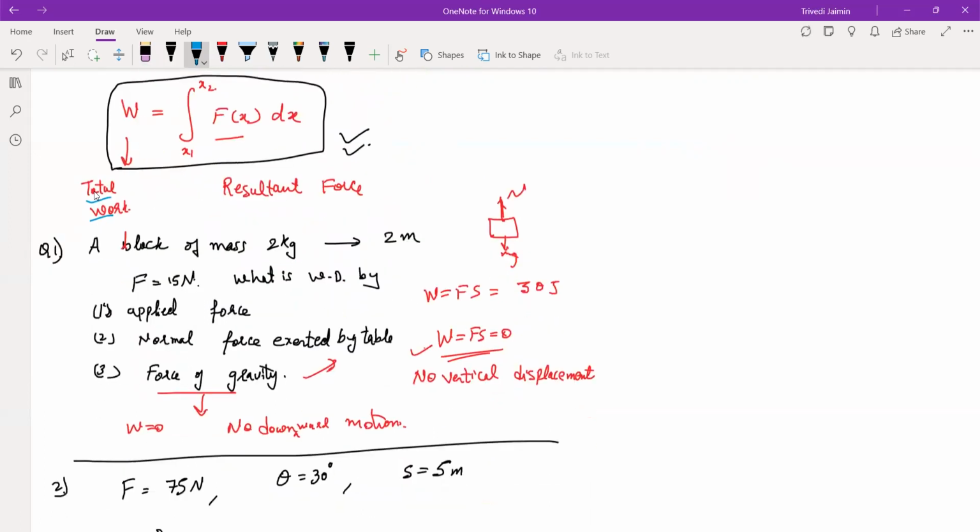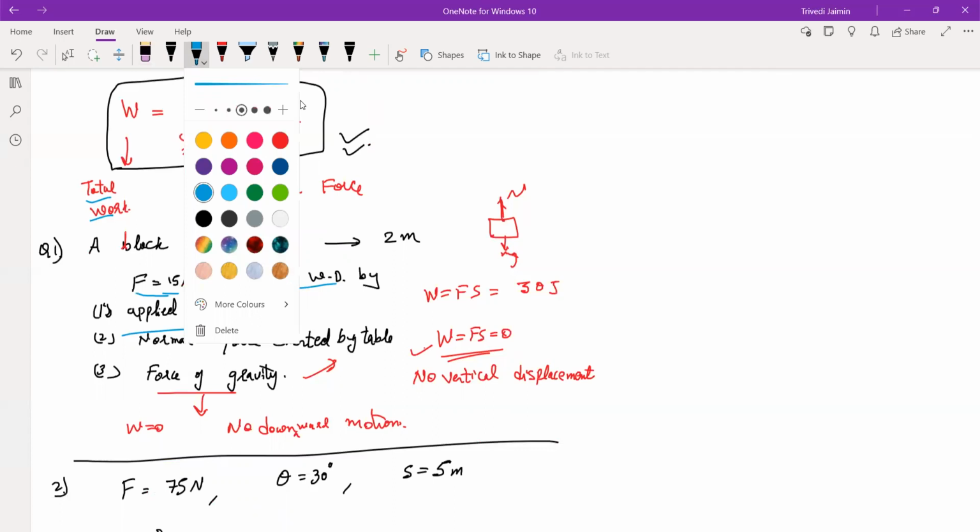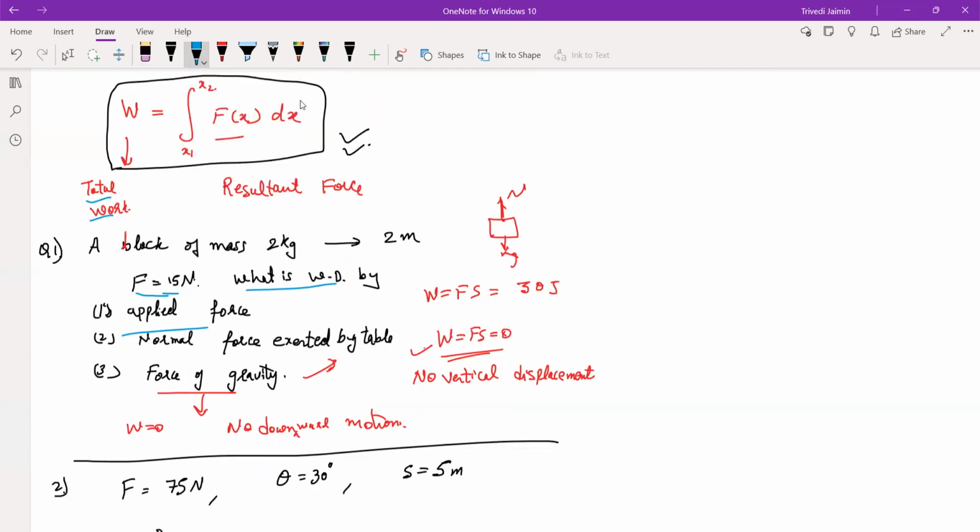Okay, so let's see this question here. It's very easy. A block of mass 2 kg moves 2 meters. F is 15 Newton. What is the work done by the applied force? W is equal to Fs. You can tell me the answer orally, no need to calculate this. Fs will be 30. Simple.